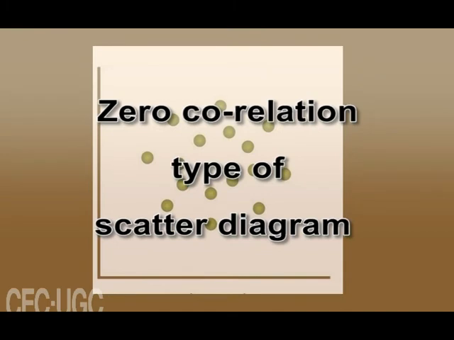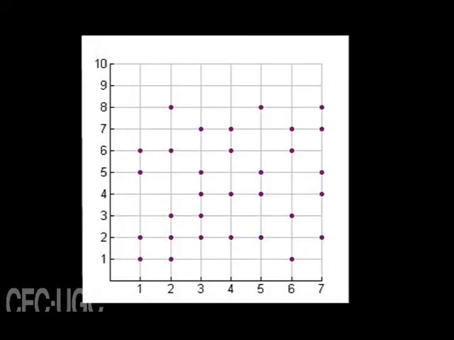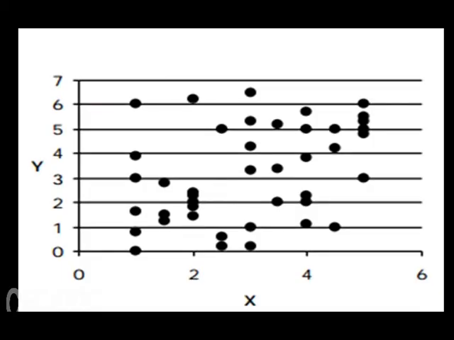So, the next one is the zero correlation type of scatter diagram. Here the name itself shows there is no relationship. If the value of one variable is not related to the values of other variables, then we can call this relationship a zero correlation. This can also be shown on a scatter diagram. So, on the screen, the zero correlation scatter diagram is coming.